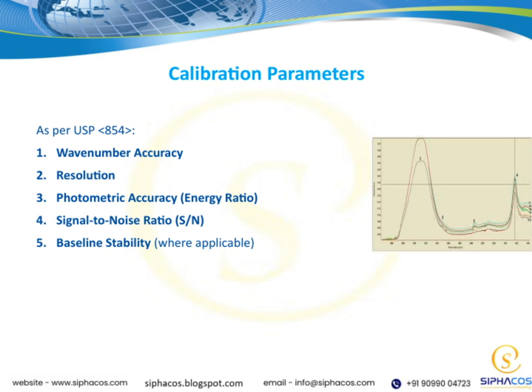Lastly, baseline stability, when applicable, ensures that our spectral baseline remains consistent over time, which is vital for detecting subtle spectral features without drift or fluctuation. All these parameters together form the foundation of a well-calibrated, trustworthy spectroscopic method, aligning perfectly with our goal of ensuring high-quality, reproducible results in our analyses.